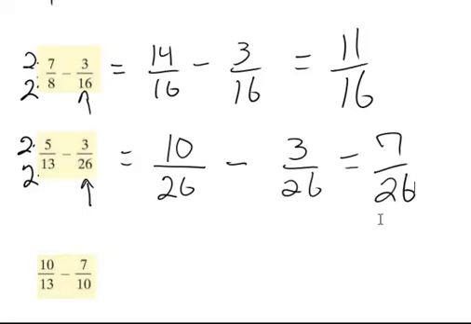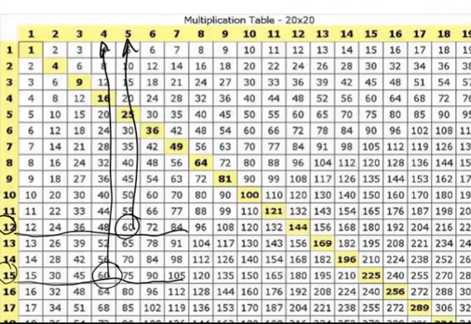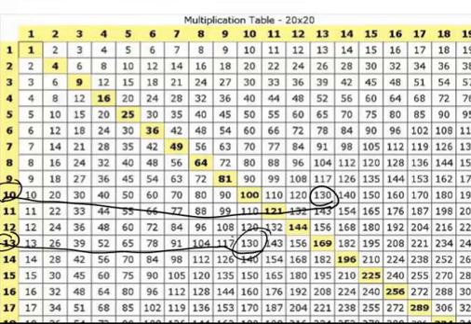All right. So for the next one that I have here, 10 over 13 minus 7 over 10. I'm going to go ahead and pull up my table here, and I'm going to take my eraser just to clean this up a little bit. But I want you to notice the two numbers that I'm looking at are 10 and 13. So here's 10, here's 13, and the first number that they both have in common is 130.